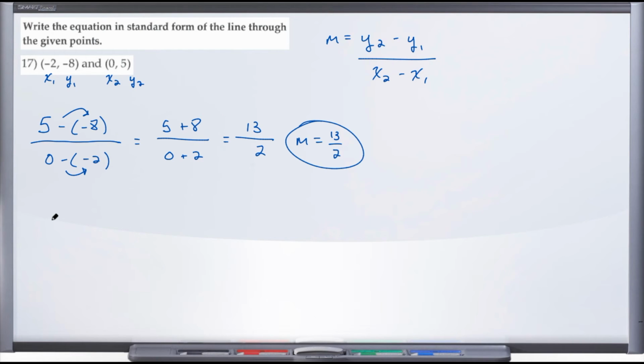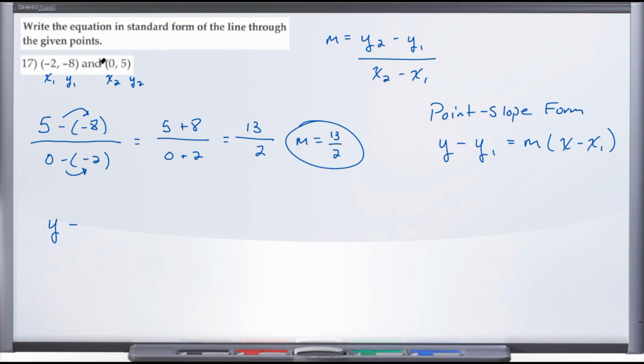So again, point slope form. I'll go ahead and write it over here. Hopefully you guys will have memorized this by now. We've seen it a whole bunch of times. So y minus y1 equals m times quantity x minus x1. And so we have y minus, well, what's y1?